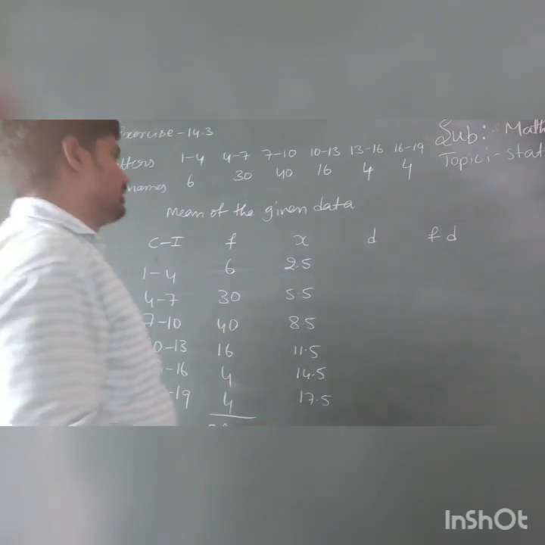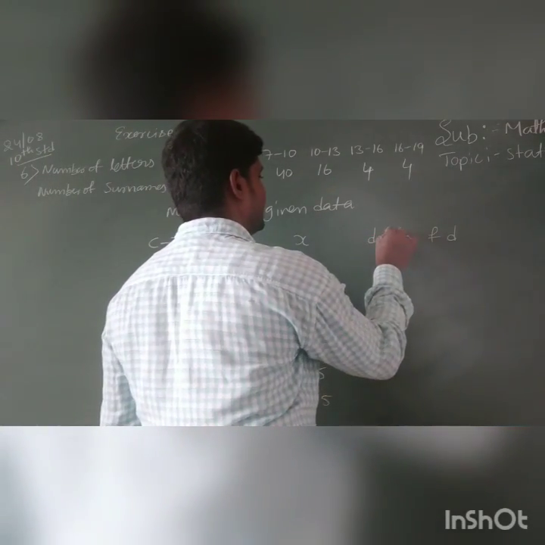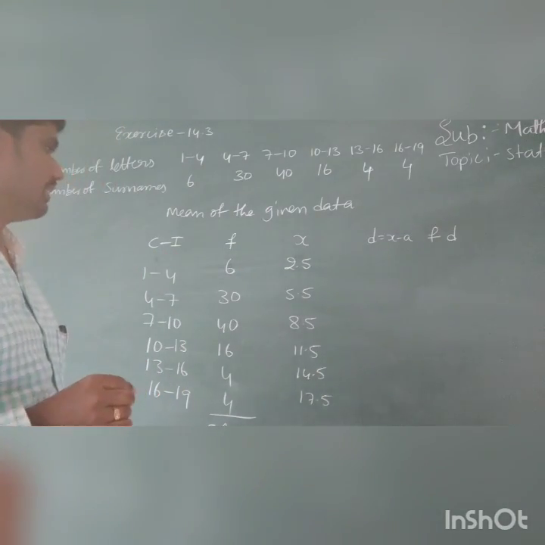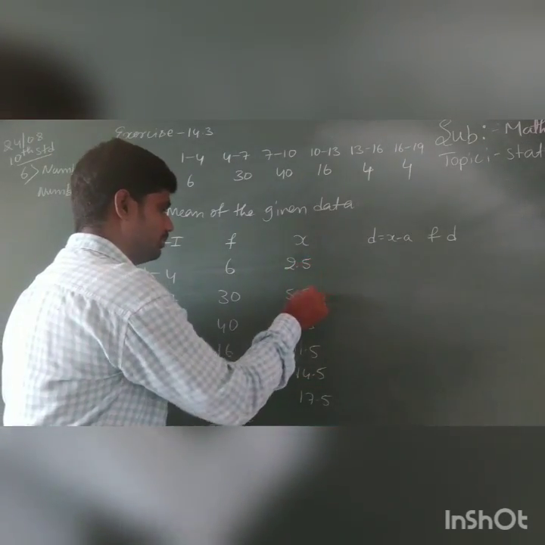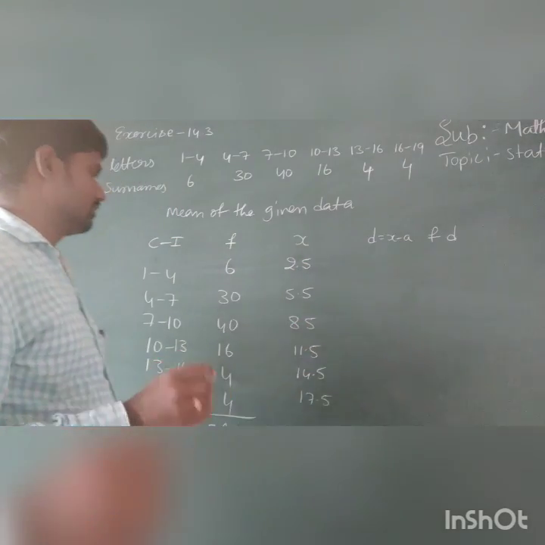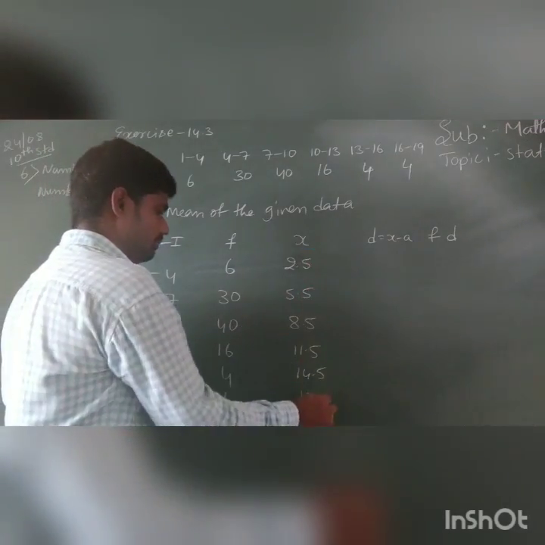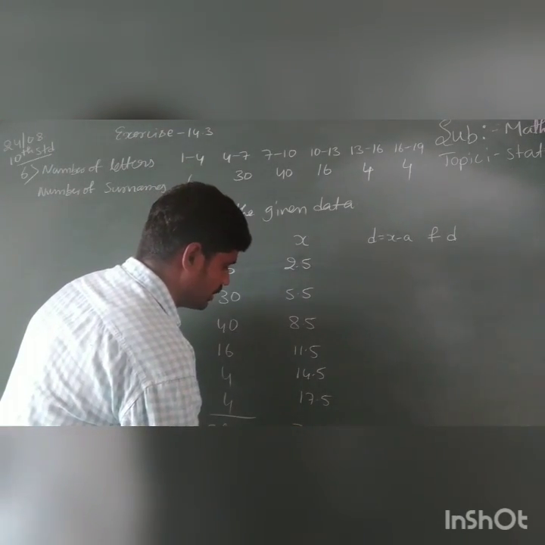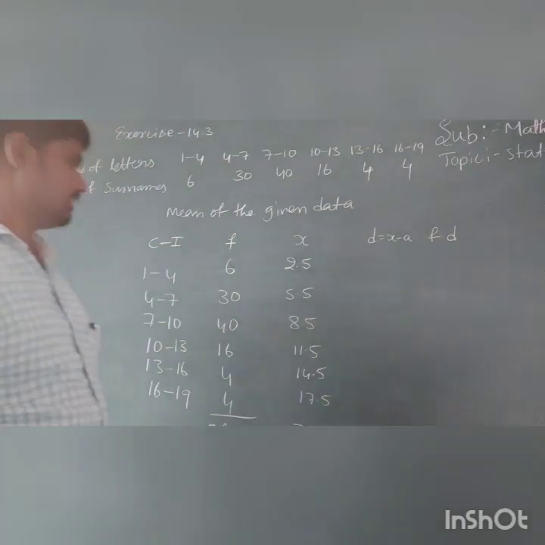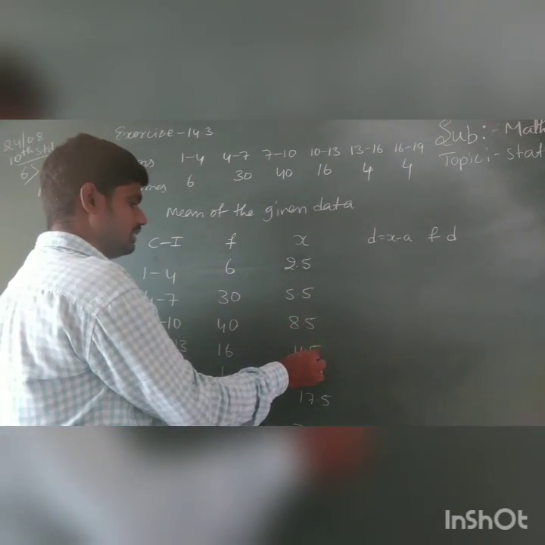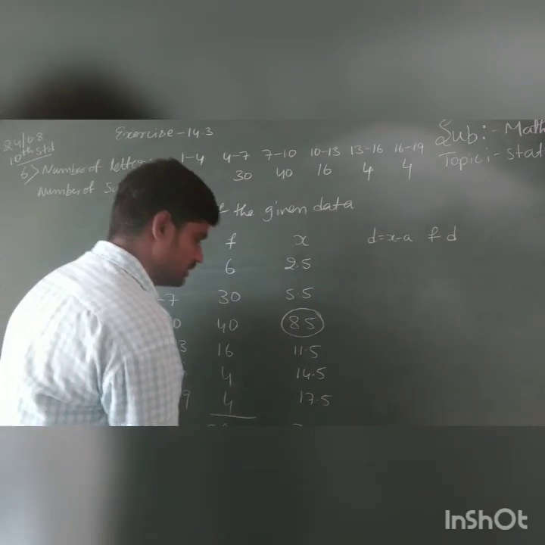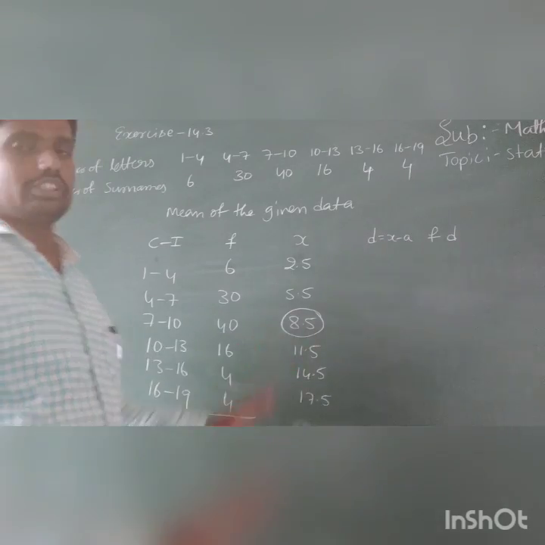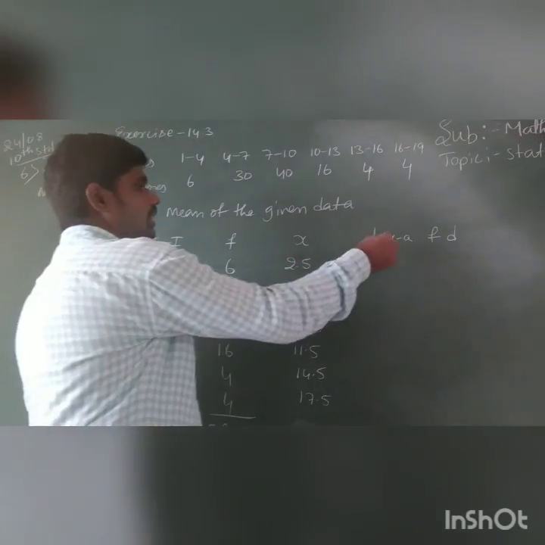Next, find the value of d. How to find d value? x minus a. First, you should select value of a. Add these two numbers, 17.5 plus 2.5. Answer is 20. 20 by 2, answer is 10. The 10 is nearest to 8.5 or 11.5. So take 8.5 as the a value. Otherwise consider 11.5 also. No problem.